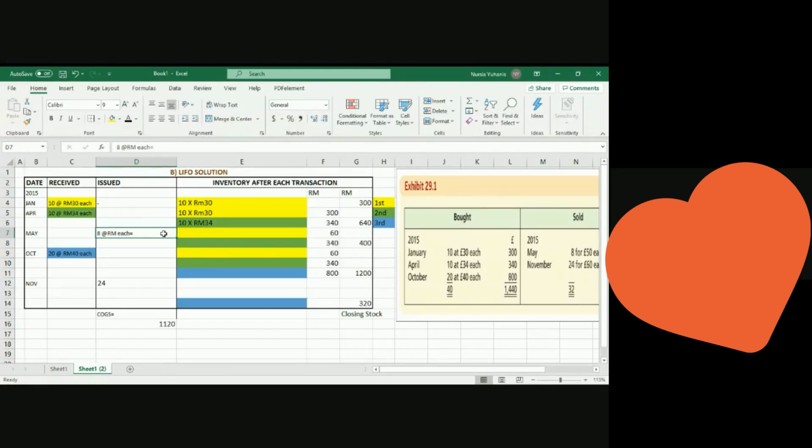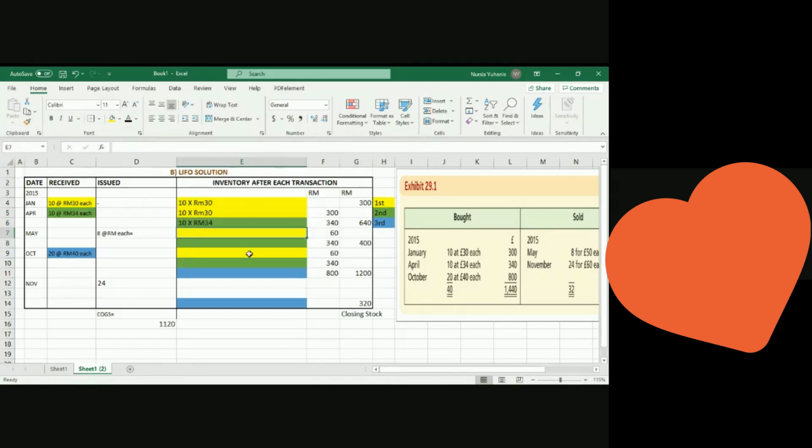Okay, so now let's go to the first sale, which is on 8 May. In May you sell 8 items. So now we have these two groups. Which one do you take, the yellow one or the green one? The second one. Green, right? Yes, green.